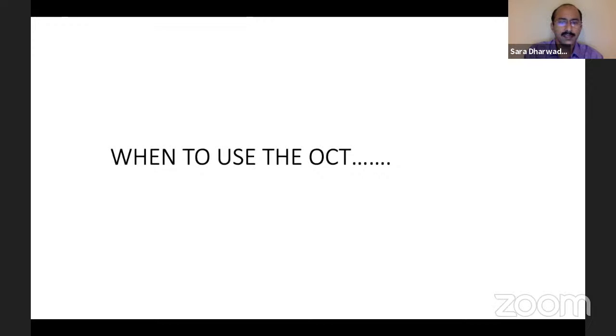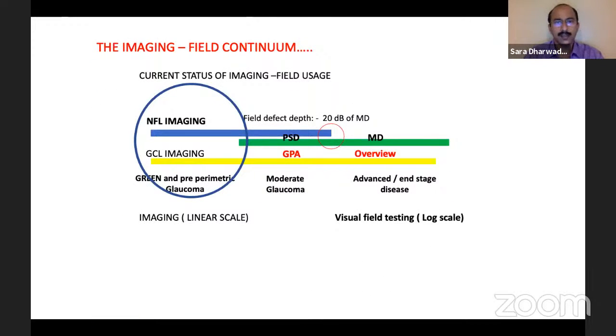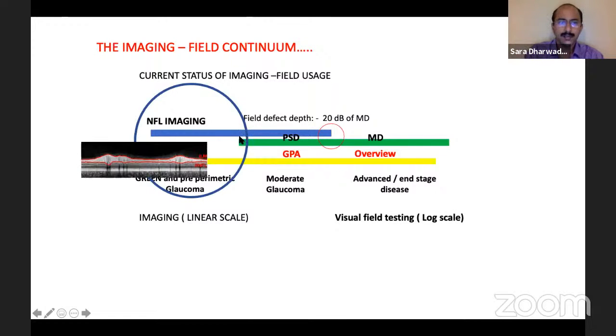Now, when to use the OCT? This was another fundamental question. There was a lot of debate and a lot of discussion, but now, in the 2020s, things appear very clear with the higher resolution and the faster scan speed. When we see the imaging field continuum, the current status, you see that the visual fields take over somewhere in between mild and moderate glaucoma, and they go all the way till advanced glaucoma, where you have stimulus size 5. The imaging takes over the left part of this particular spectrum, where the visual field is yet to come into play.